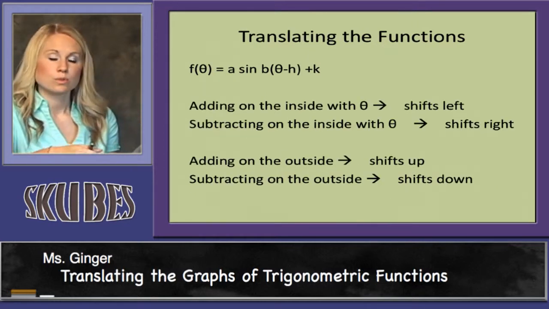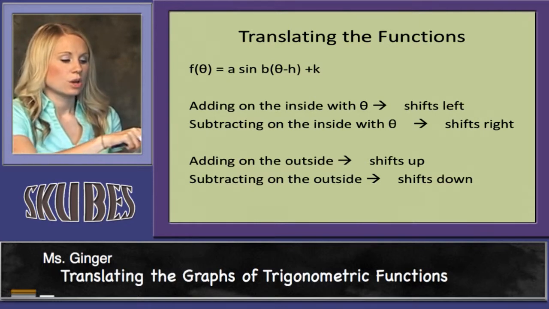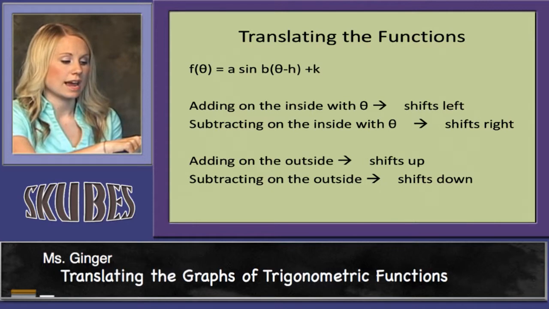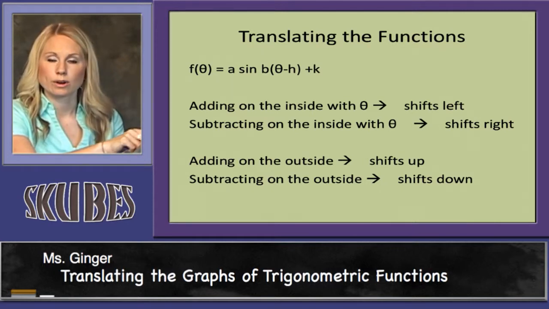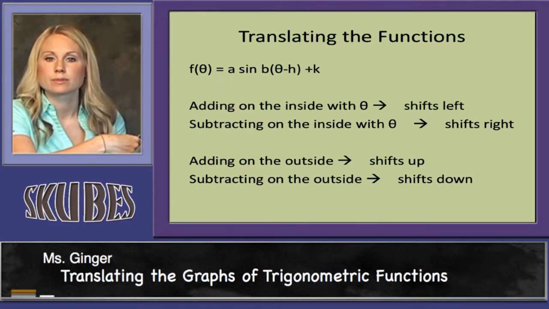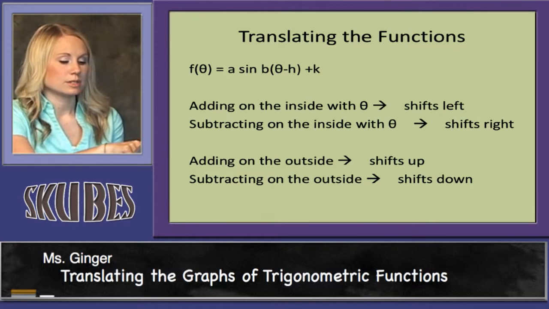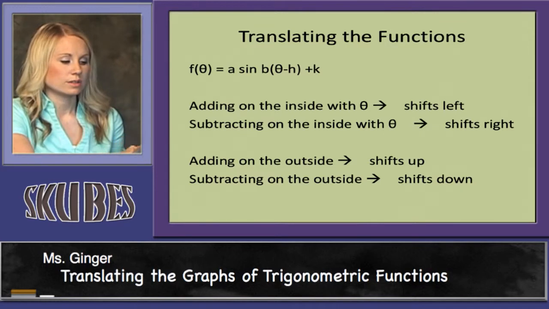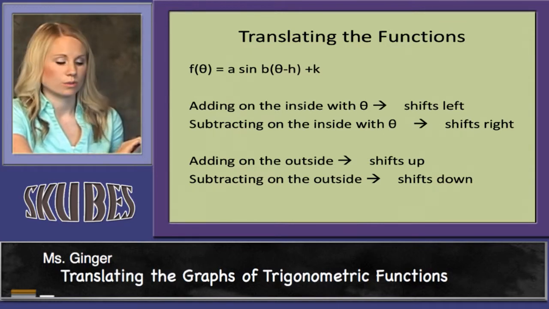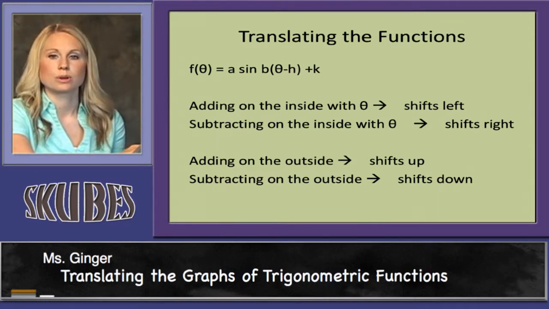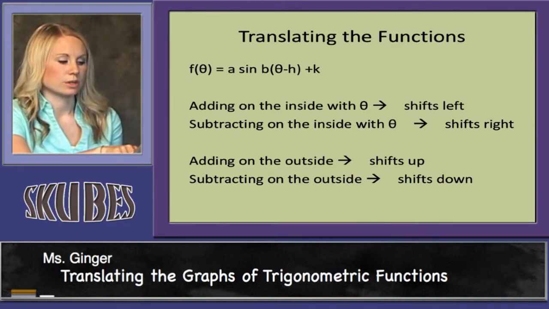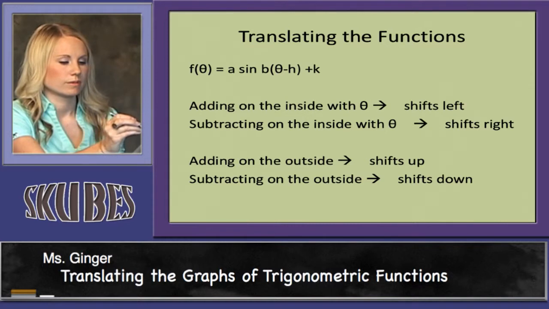All right, so let's take a look at those shifts. More specifically, when we see that a number has been added on the inside where h is located, that's going to move left. When we see that it's been subtracted, that's actually going to shift it right. On the outside, if we see that it's been added where we see a k value, we're going to move our picture up, the whole thing, and if it's been subtracted, it's going to shift down.